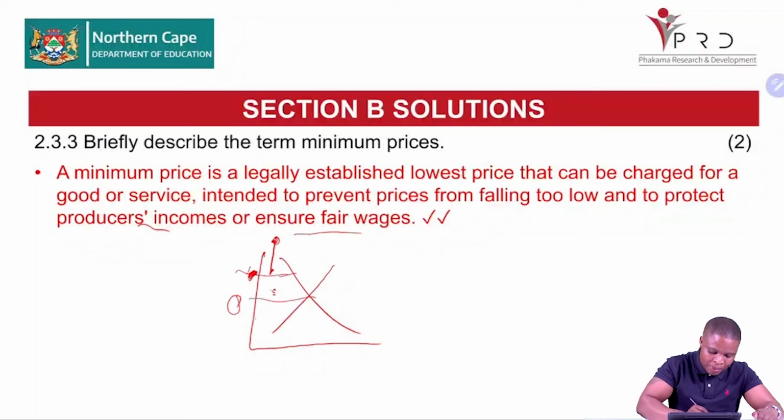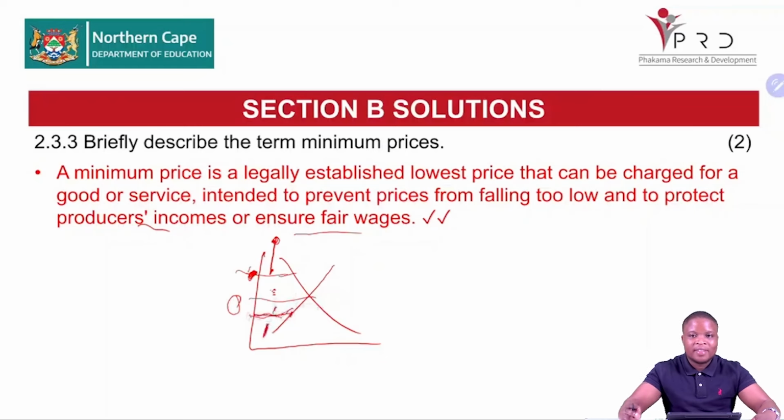And then maximum price is here. This is the highest price you can charge. Highest is a ceiling, meaning you can't go above this. You can go anywhere down, but you can't go above that. So you need to understand the difference between the minimum price and the maximum price.